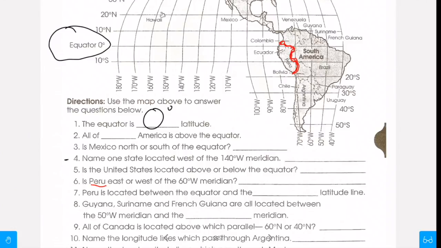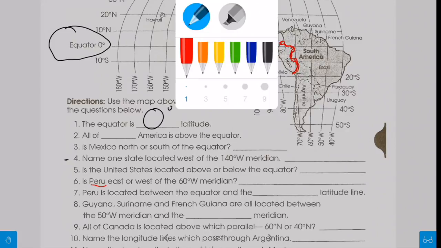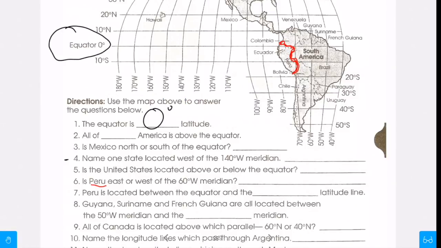Same thing with number 8. It asks about Guyana, Suriname, and French Guiana. Those are 3 separate countries, and they are over here. My pen's not working for some reason. Here's Guyana, Suriname. Why aren't you writing? And French Guiana. Oh, I did not trace that well. But there are 3 countries there.